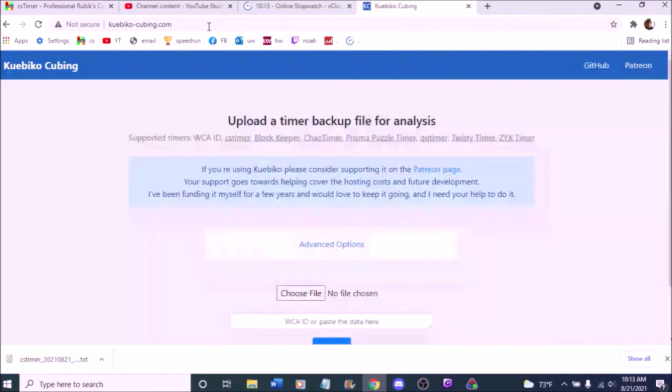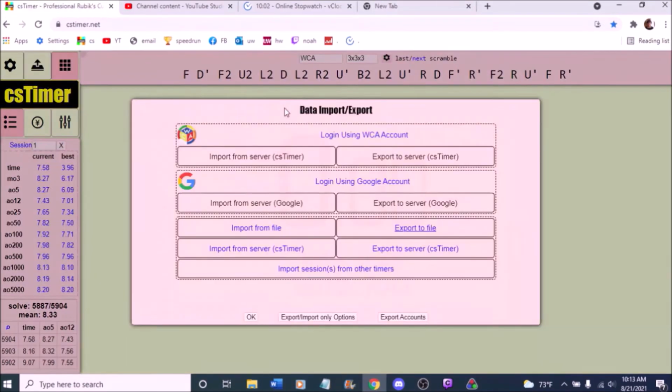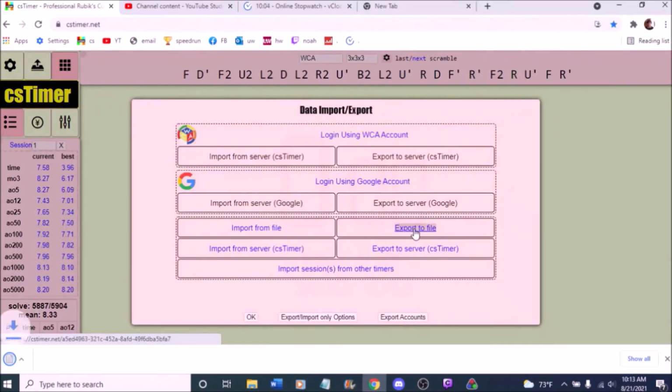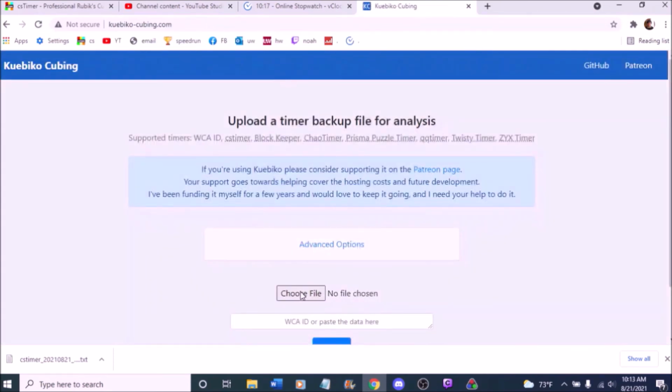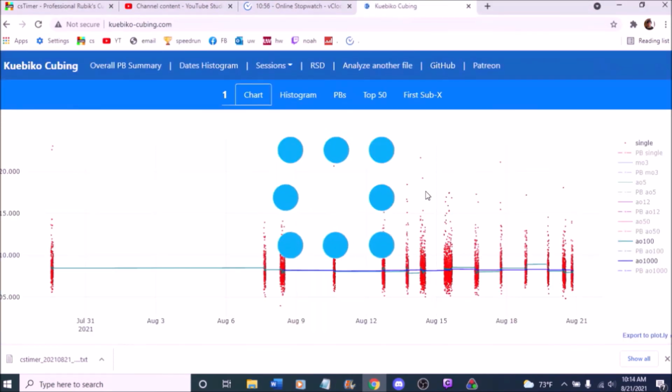And that's basically it for this website. That was super cool, and I definitely recommend you try it out for yourself. What you do is click export and then click export to file. Then go to quebecocubing.com and click choose file, choose your file, and then click submit, and there you go. Props to whoever made this website.